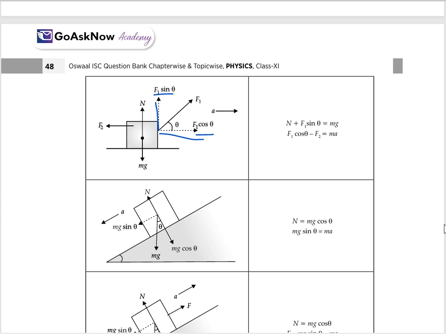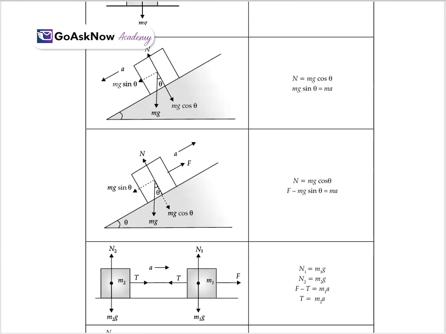Okay, now moving to the next, there will be a slope diagram. Then the components will be mg sin theta, we can say, and another component is mg cos theta. So N, the resultant force, will be equal to mg cos theta, and mg sin theta will be equal to ma. Another, now N is there, mg sin theta, mg cos theta, mg is there. Now on this side, in the opposite direction, one more force has been acted, and also an angle theta. Then N is equal to mg cos theta, as F has been acted over here, so F minus mg sin theta is equal to ma.